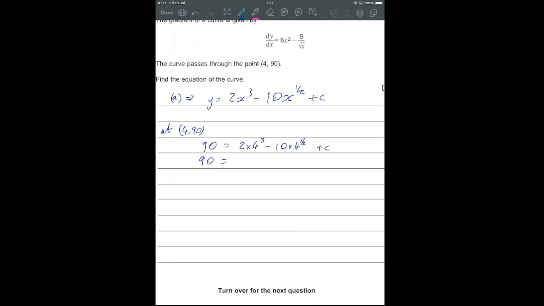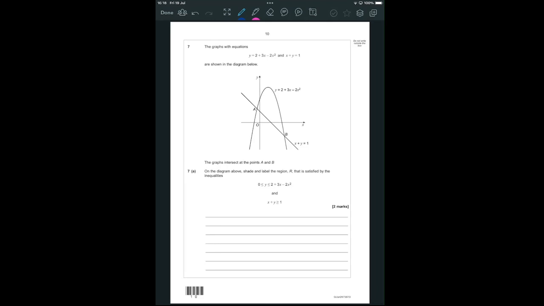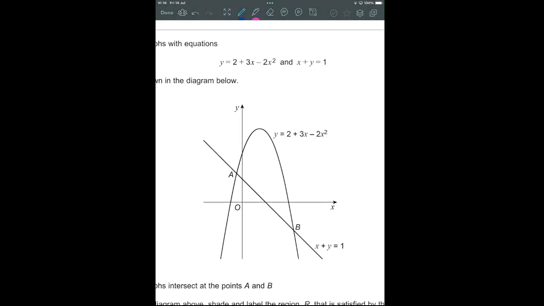Working out the number side, minus 10 times the square root of 4 is 108 plus c. So c is negative 18. We wanted the equation of the curve, so I'm going to write the equation of the curve. And you could check by subbing 4 into the right-hand side and getting the 90 that I expected.